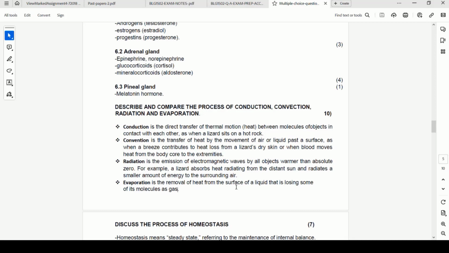Radiation is the emission of electromagnetic waves by all objects warmer than absolute zero. For example, a lizard absorbs heat radiating from the distant sun and radiates a smaller amount of energy to the surrounding air. Or the other way that the multiple choice question could come, they could give you that example and say this is an example of either conduction, convection, radiation, or evaporation. You will have to know which one it is an example of. So these are the kind of things that you need to be aware of.